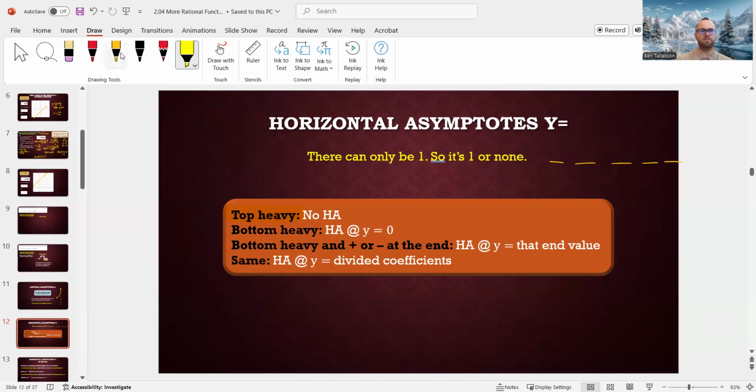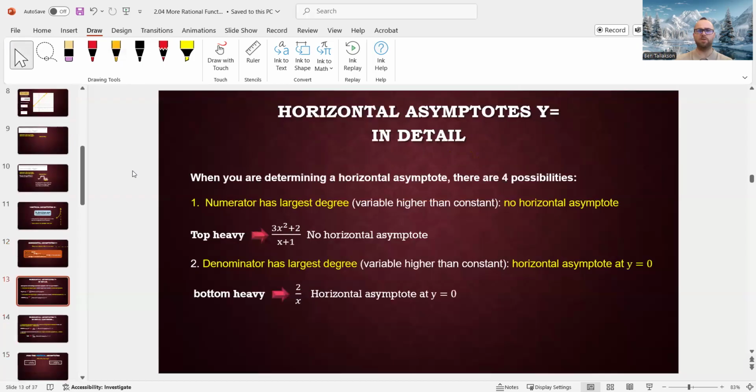Okay, I know that seems a little confusing, but we will see examples of it. And the same will be true if the horizontal asymptote is at y equals the quotient of the coefficients. I know this part sounds a little confusing with no examples, but that's why we're going to look at some examples right now to make it make more sense.